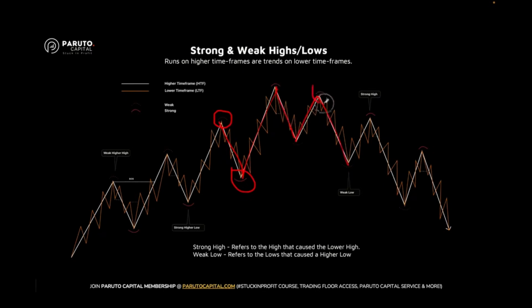Now this becomes a strong high because it took out this low, right? A change of character. So this was the high that took out this low, so this becomes a strong high, and then this becomes a weak low, and then it continues like that, pulls back again and then breaks structure. This becomes a strong high, lower high, and then this becomes a weak low because this strong high took it out. So that becomes a weak low, and then it continues like that, right?